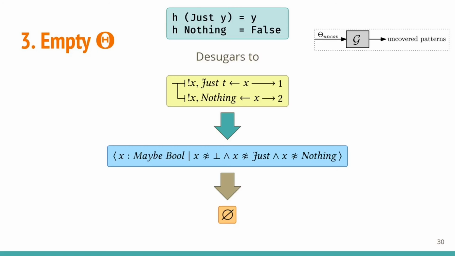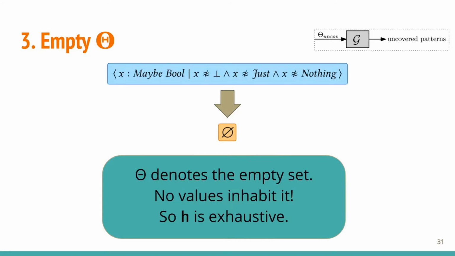Now, for an uncovered set coming from an obviously exhaustive definition, like H here, we find that we can't produce any inhabitants. So, no values to represent, hence no warnings to emit. H is found to be exhaustive.